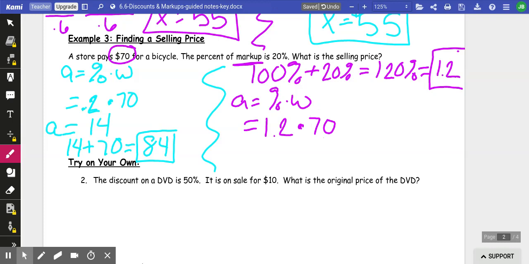But now my 1 is representing the original price, and my 0.2 is representing the amount that I'm increasing it. So I'm going to multiply 70 times 1.2, and that is going to give me my answer directly. So it's going to give me my $84 directly instead of having to add. Okay, so go ahead and pause the video, and you can try number 2 and number 3 on your own.